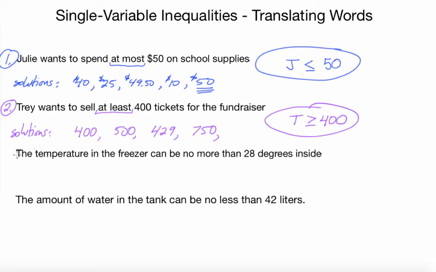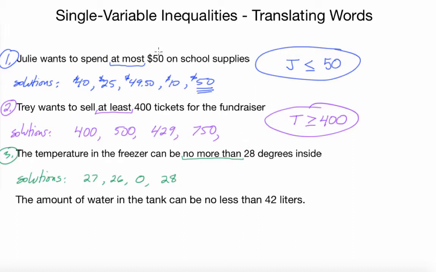All right, let's take a look at the next one here, number 3. The temperature in the freezer can be no more than 28 degrees inside. Let's think about our freezer here. If it can be no more than 28 degrees, that means I don't want it to be more than that. So what are my possible solutions? The temperature could be 27. That'd be nice. That's not more than 28. It could be 26. It could be 0 degrees. It could be 28. Again, we also have to think about that boundary.